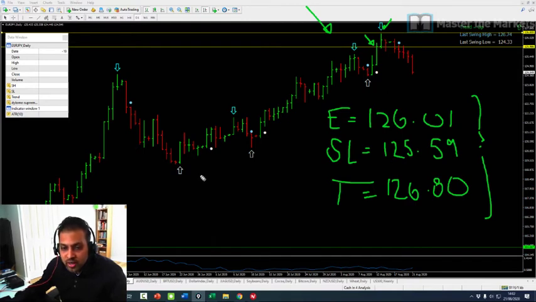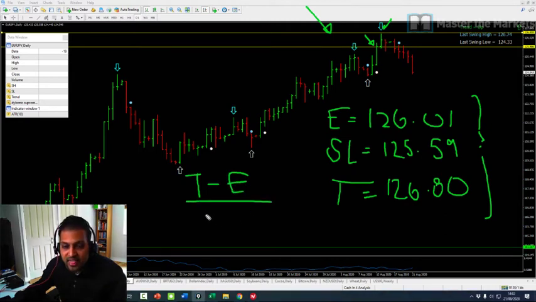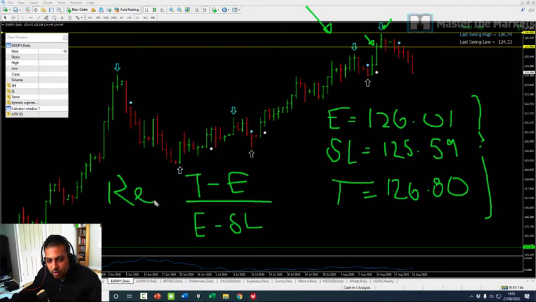So reward risk ratio is quite simply, in this case, the target take away the entry price, divided by the entry price minus the stop loss. On the top here you have reward, which I'll call RE for short, and on the bottom here you have the risk, which I'll call RI for short. So risk and reward.